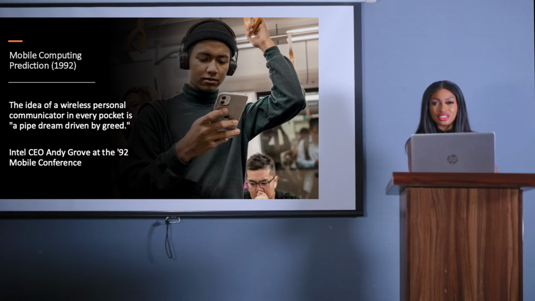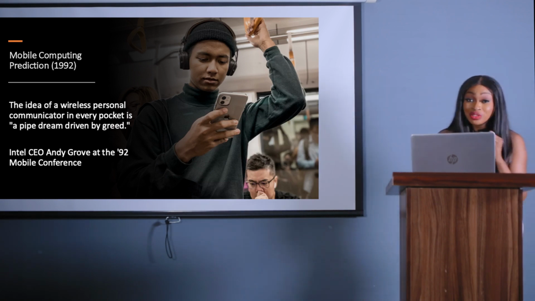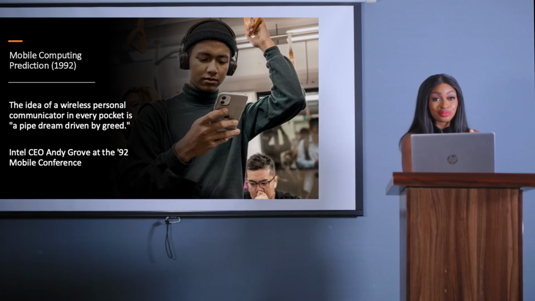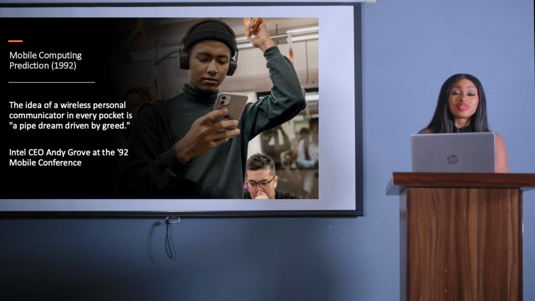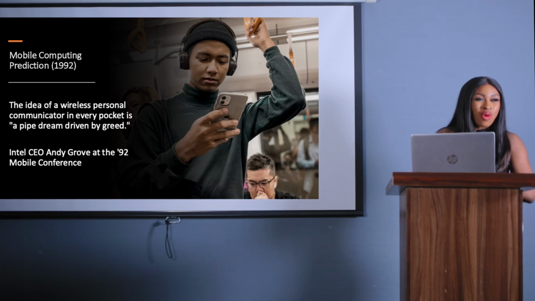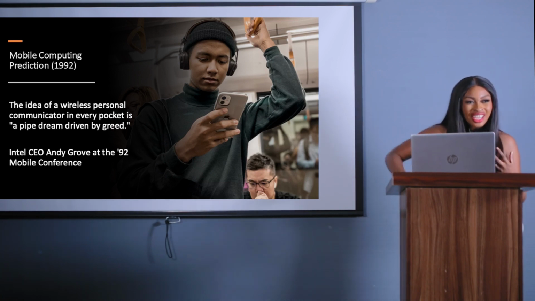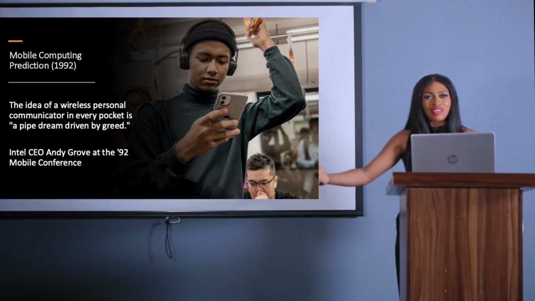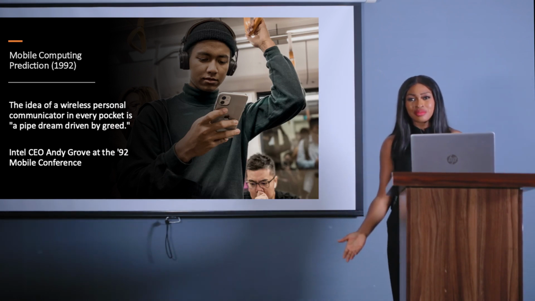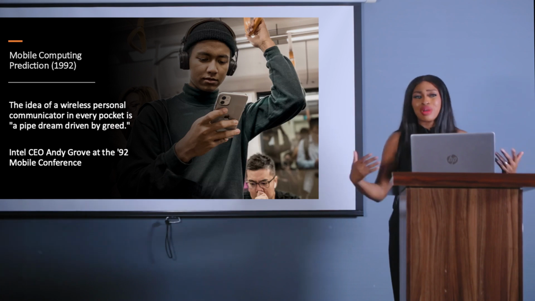In 1992, the sharpest CEO in the world, or one of the sharpest CEOs in the world, one of the cleverest, one of the most innovative people, said that this mobile phone thing is impossible. Why would somebody want to be speaking on a phone and keep it in their pocket and be moving around with it? That doesn't make sense. The whole idea of it is driven by greed.